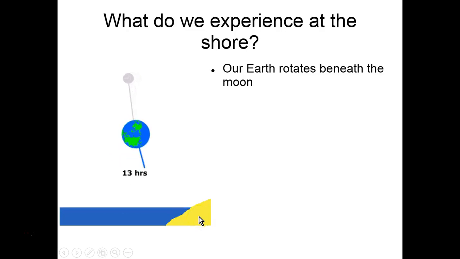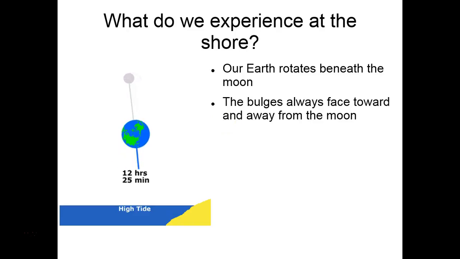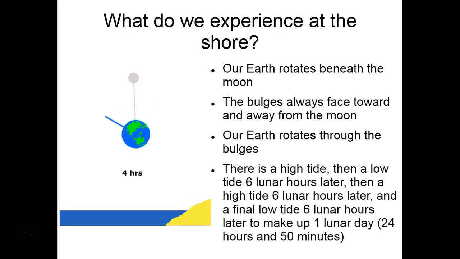Okay, so here we have a high tide, then you have a low tide, and then you have a high tide. Okay? So the bulges always face toward and away from the moon, and those bulges represent high tides. Our Earth rotates through the bulges, so there is a high tide, then 6 lunar hours later there is a low tide, then 6 lunar hours after that there is another high tide, and finally 6 lunar hours after that there is another low tide, to make up one full lunar day, again, which is 24 hours and 50 minutes.